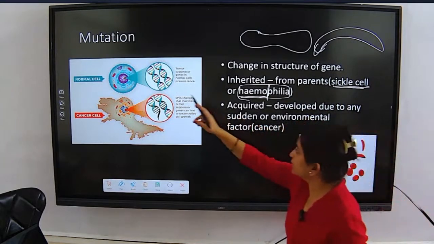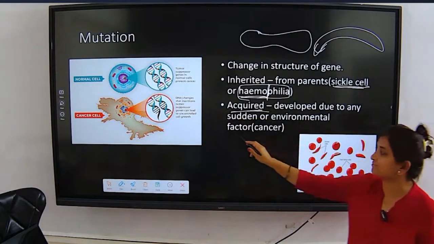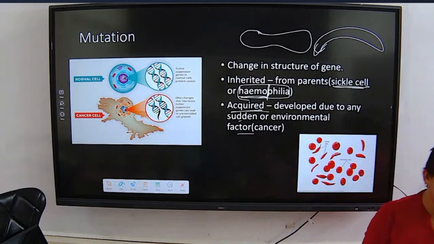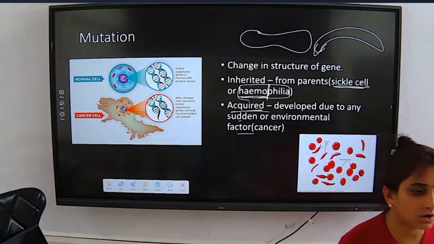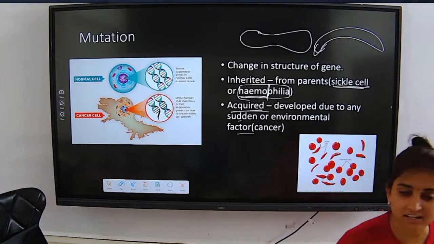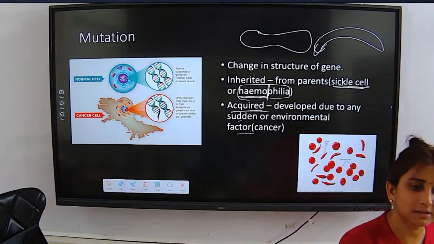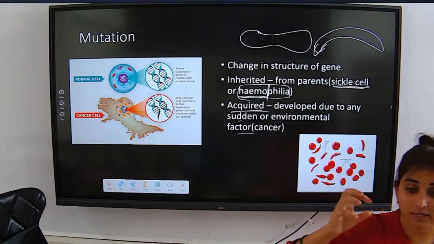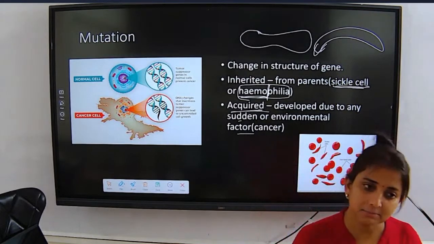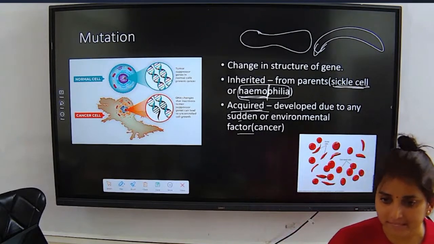Mutation can also be acquired. Acquired means it has been developed due to sudden or environmental factors. One such factor can be smoking over a period of time. Every cell has a limited quantity of expansion; there is another cell which tells it, you have multiplied 10 times today, don't multiply more. Now imagine this messenger is killed. That means this cell will continue multiplying. This is the condition of a tumor which overgrows to become cancer.